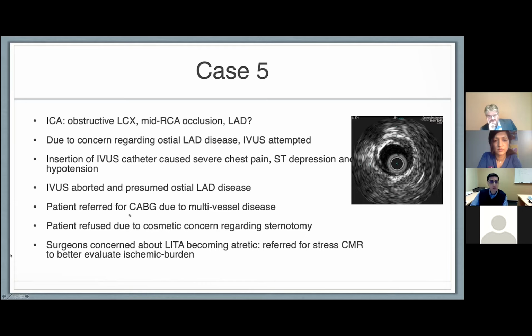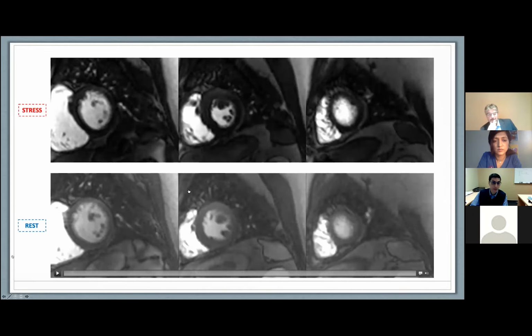And so the patient was referred for coronary artery bypass grafting, but unfortunately the patient refused due to cosmetic concerns regarding sternotomy. And the surgeons were also concerned about the potential LIMA anastomosing to the LAD becoming atretic if there was significant competitive flow within the LAD. And so the patient was referred for stress CMR to better evaluate the ischemic burden.